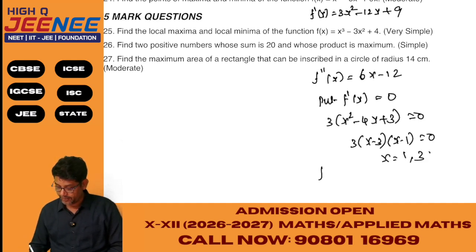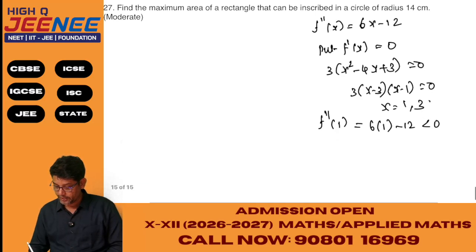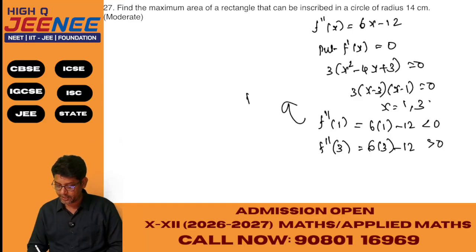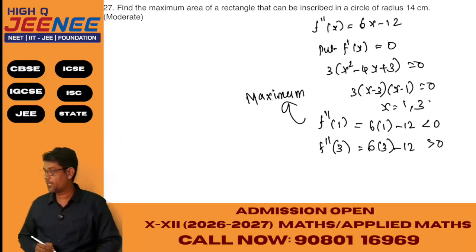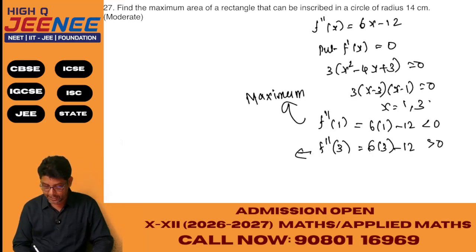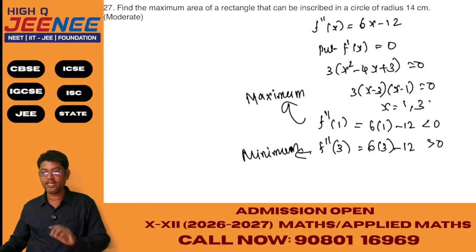Now, f double dash of 1. What are you going to get? 6 into 1 minus 12, less than 0. F double dash of 3: 6 into 3 minus 12, greater than 0. So at x is equal to 1 it is maximum. At x is equal to 3 it is minimum. Now we have to write the final answer: the local minima and local maxima value.